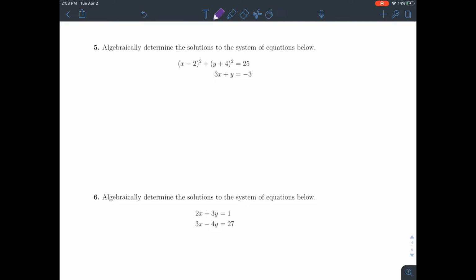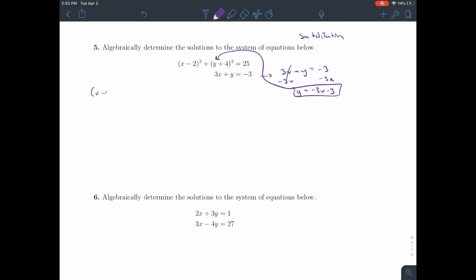All right, so this is definitely a situation where we want to use substitution. But substitution we cannot do right away. We need to solve for x or y, so we're going to take the second equation. We do 3x plus y equals negative 3. Subtract 3x from both sides. That gives us y equals negative 3x minus 3. Substitute this in for y in the other equation.